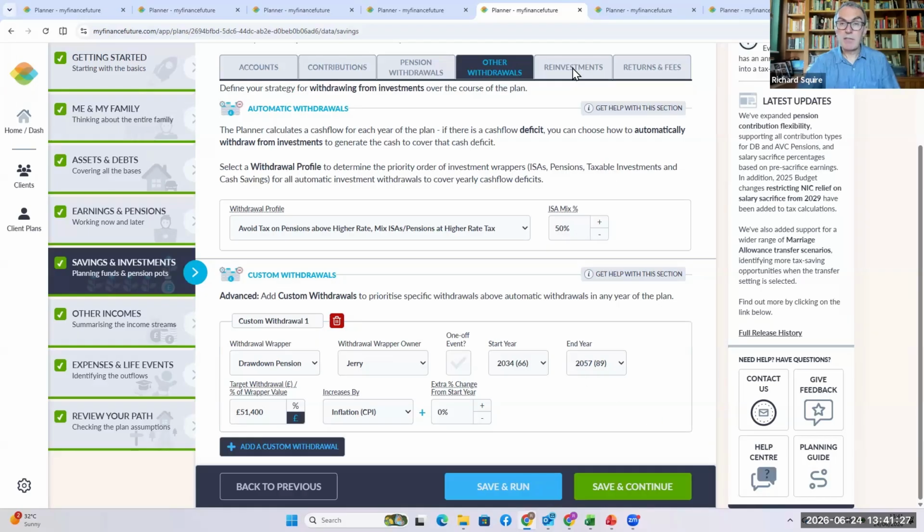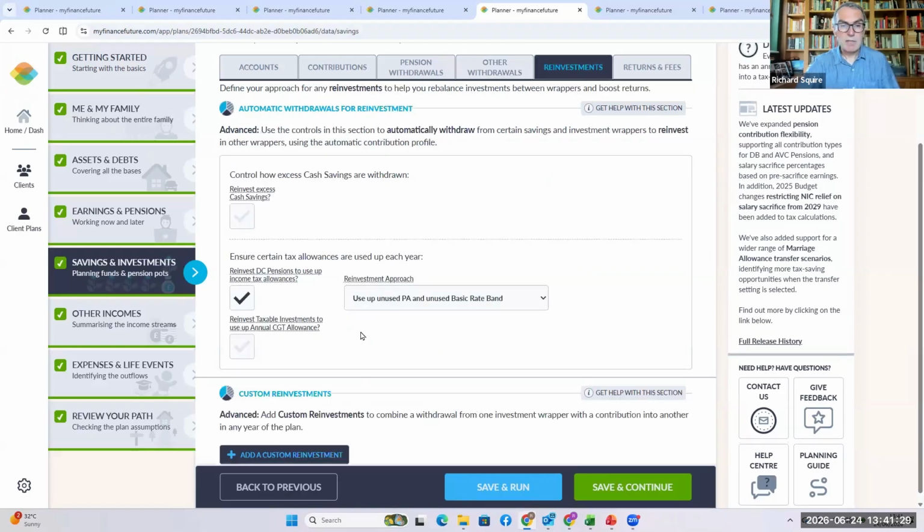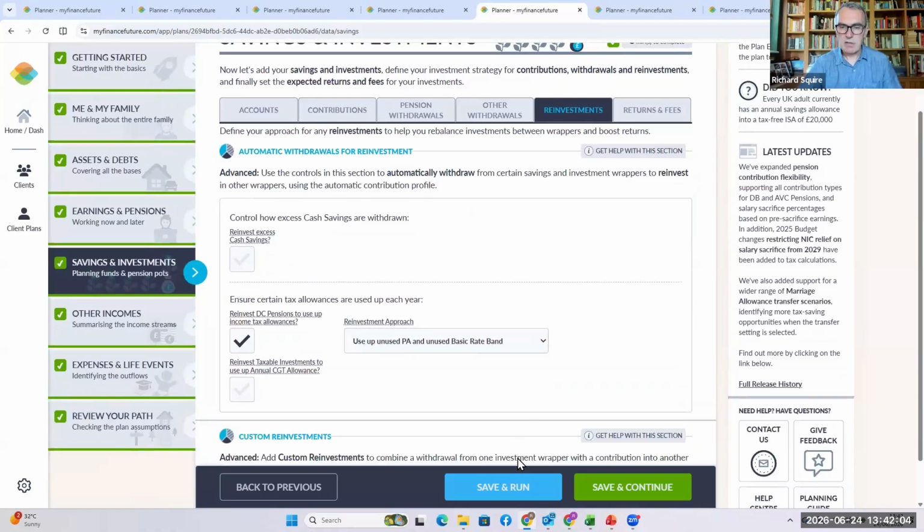And another setting that I found useful at the same time was this reinvestment setting, which forces the planner to draw out from pensions up to your full basic rate band to reinvest. What that will do is make sure that all of Margot's basic rate band is used to withdraw from a pension until Margot's pension is exhausted. And the combination of those two things helped us get more money into ISAs and balance things out a bit better. So we can look at the results of that.